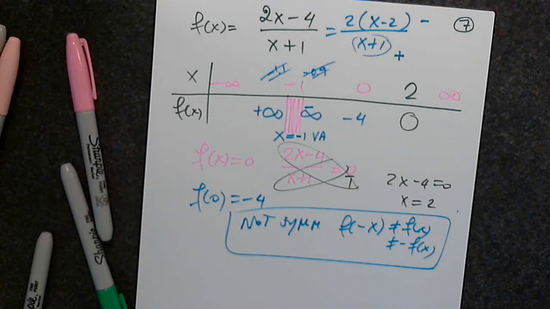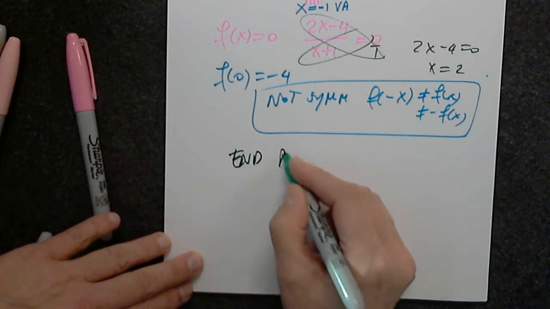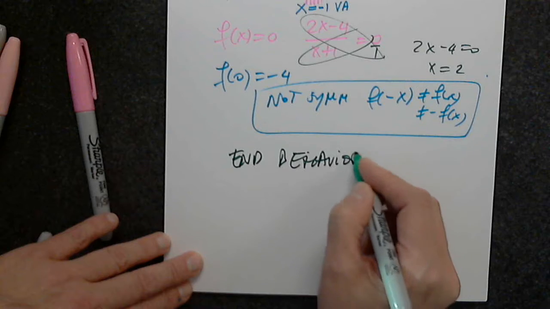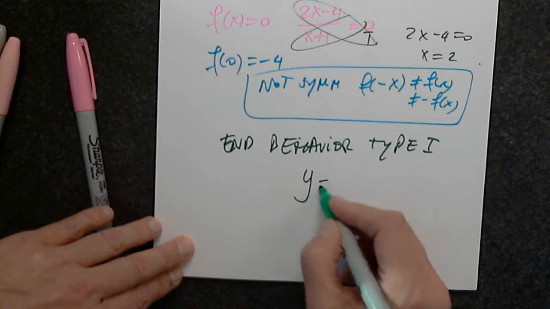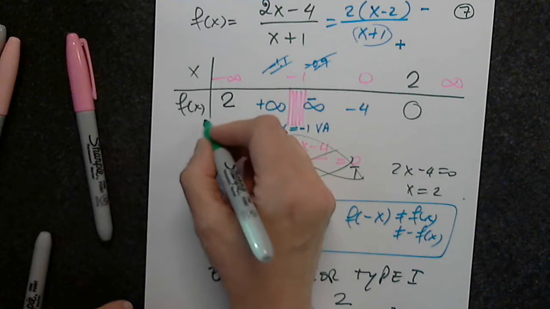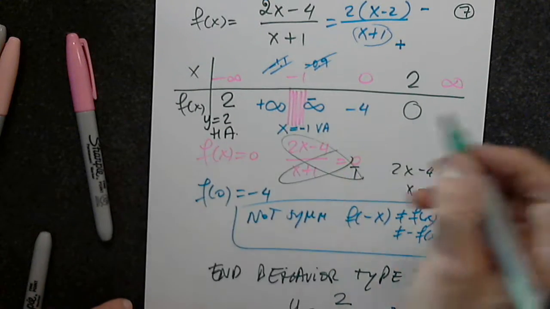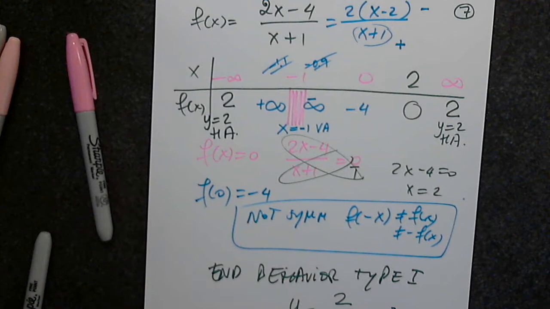How do I know which number? For type 1, it's always the leading coefficient over the leading coefficient. What is the leading coefficient of the top? 2. What is the leading coefficient of the bottom? 1. So end behavior for type 1 is y equals 2 over 1, which is 2. So y equals 2 is the horizontal asymptote. The chart is filled up. We're done.